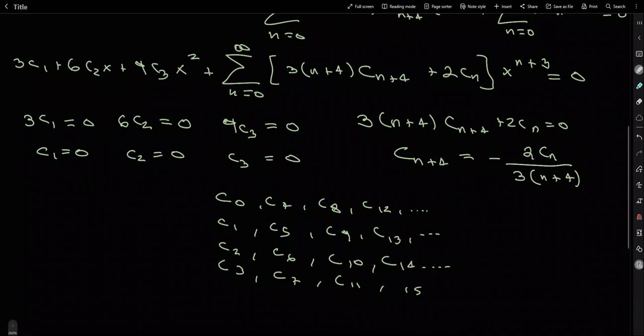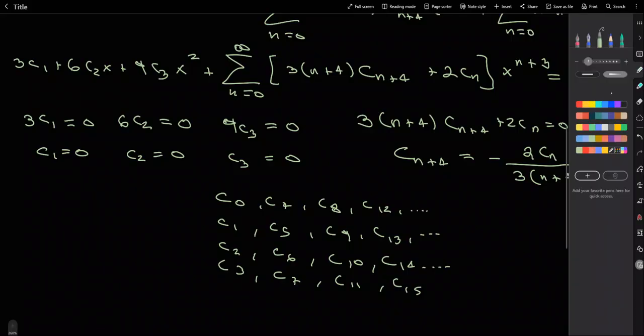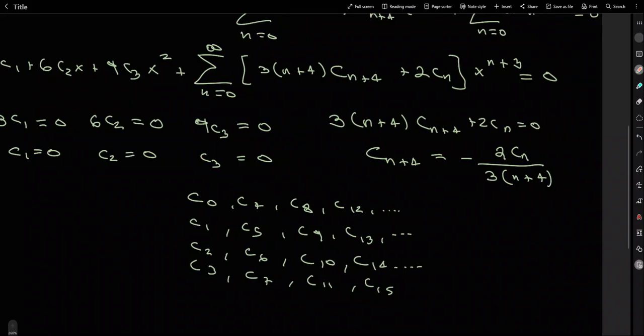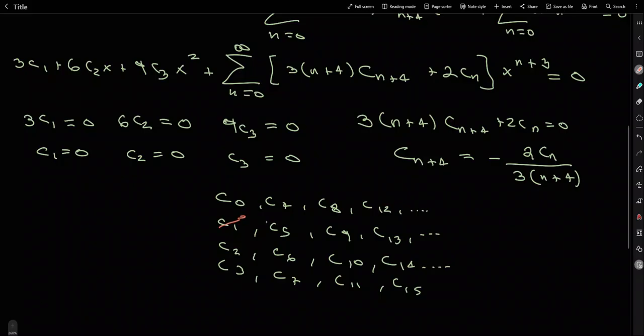Okay, so these are the four independent chains of coefficients. However, check this out. Because c sub 1 equals 0 right here, and according to what we did before, that means c sub 1 equals 0 along with its entire chain.